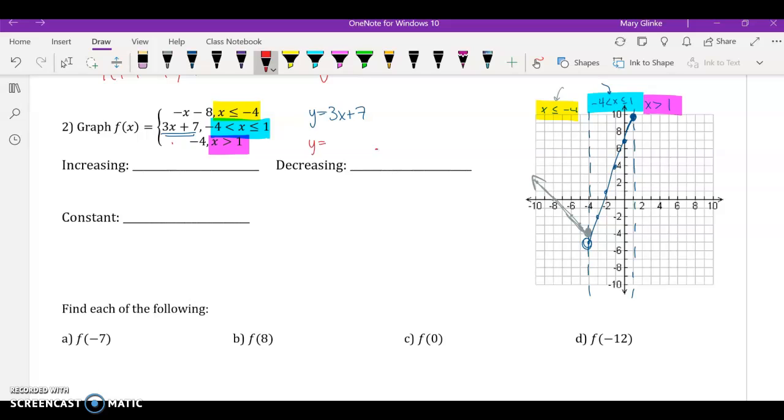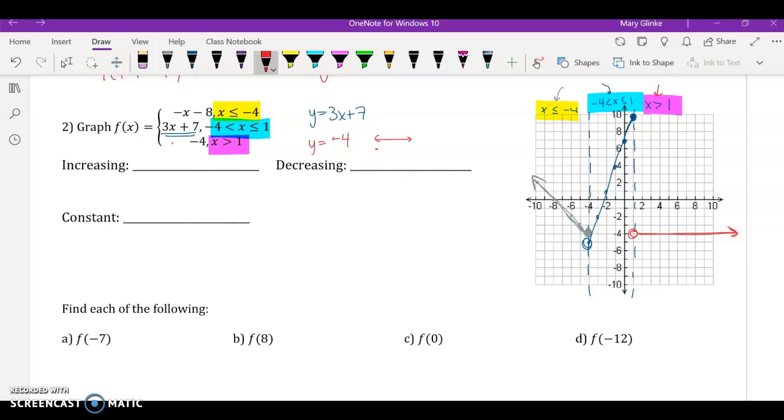Our last equation here is going to be y equals -4. That is a horizontal line. Normally it would go all the way through like that, but we don't want the entire thing. We only want the section of the line on the very right. So we're going to go ahead and graph y equals -4, but only from 1 to the right. And at 1, it is going to be an open circle on that boundary.